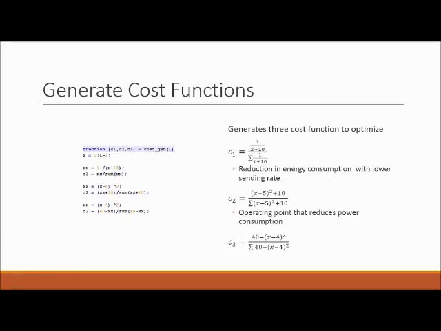Next, to generate the cost functions, I decided to use the cost functions that were mentioned in the paper with some slight modifications. So the first one, the authors stated that it could represent a reduction in energy consumption with lower sending rate. Case 2 could be an operating point that reduces power consumption. And we also have case 3, which is approximately linear.